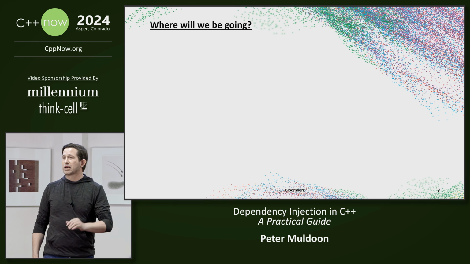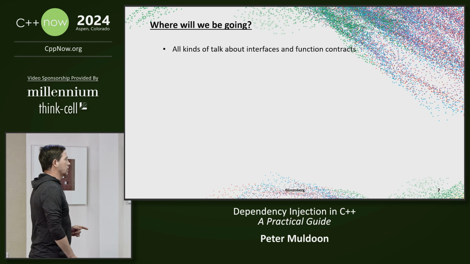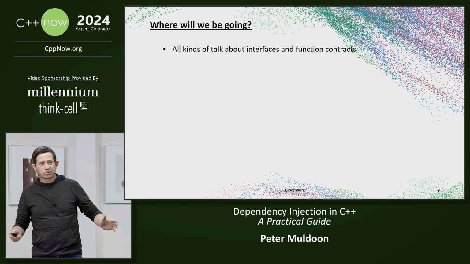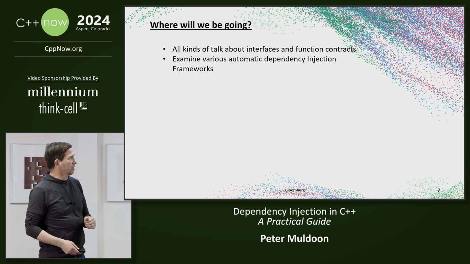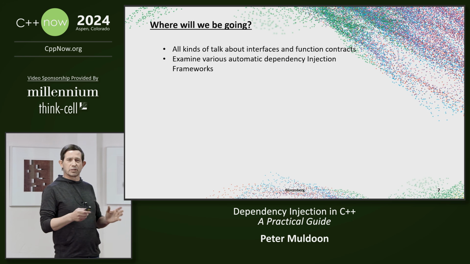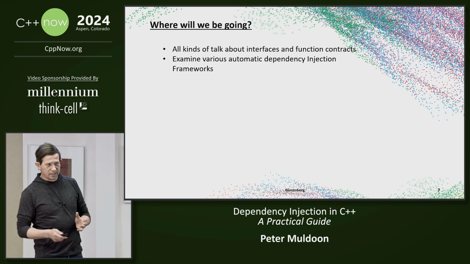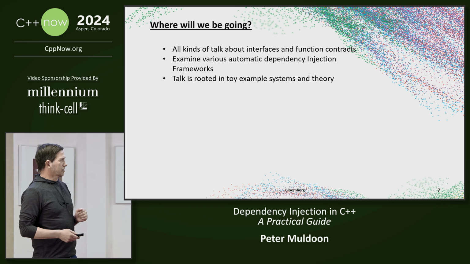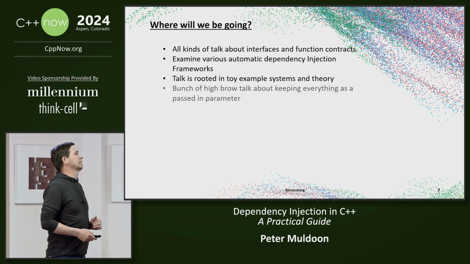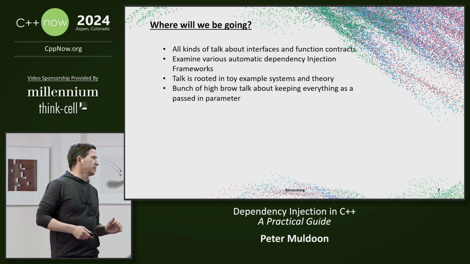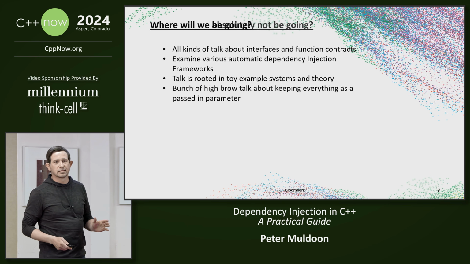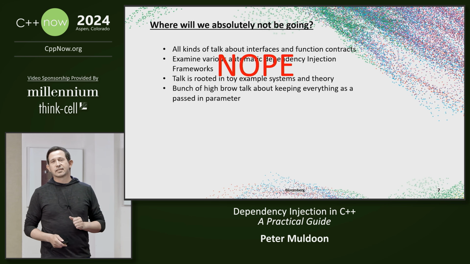And let's go. Where will we be going on this talk? Well, there's going to be all kinds of talk about interfaces and functional contracts, and that's how you size up your dependency injection. We're going to look at various automatic dependency injecting frameworks, right? Because your code isn't complicated enough as it is, so you're going to use these things to give you the nice error messages. It's going to be rooted in toy example systems and a lot of theory pumping. And we're going to have a bunch of highbrow talk about keeping everything as a passed-in parameter. All right, so that's where we're going today. No, it's not where we're going today, right?